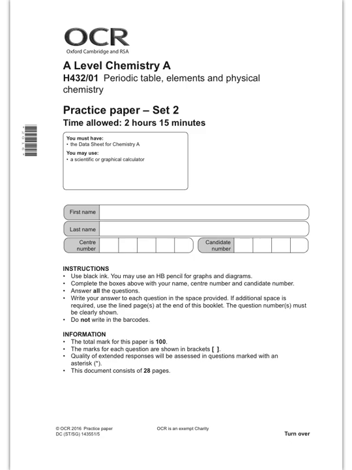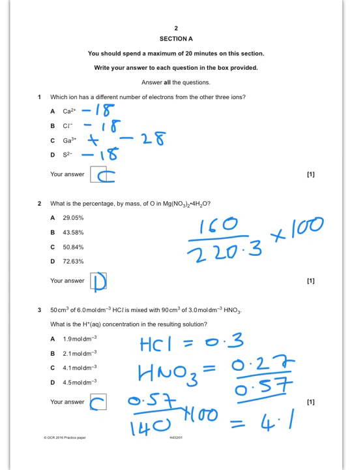So this is the next practice paper for periodic table elements and physical chemistry. So we start off with a multiple choice, and we have to tell which ion has a different number of electrons from the other three ions. So I popped the number of electrons there, and it's gallium which has a different number of electrons, because gallium 3+ has 28, whereas the other three all have 18 electrons.